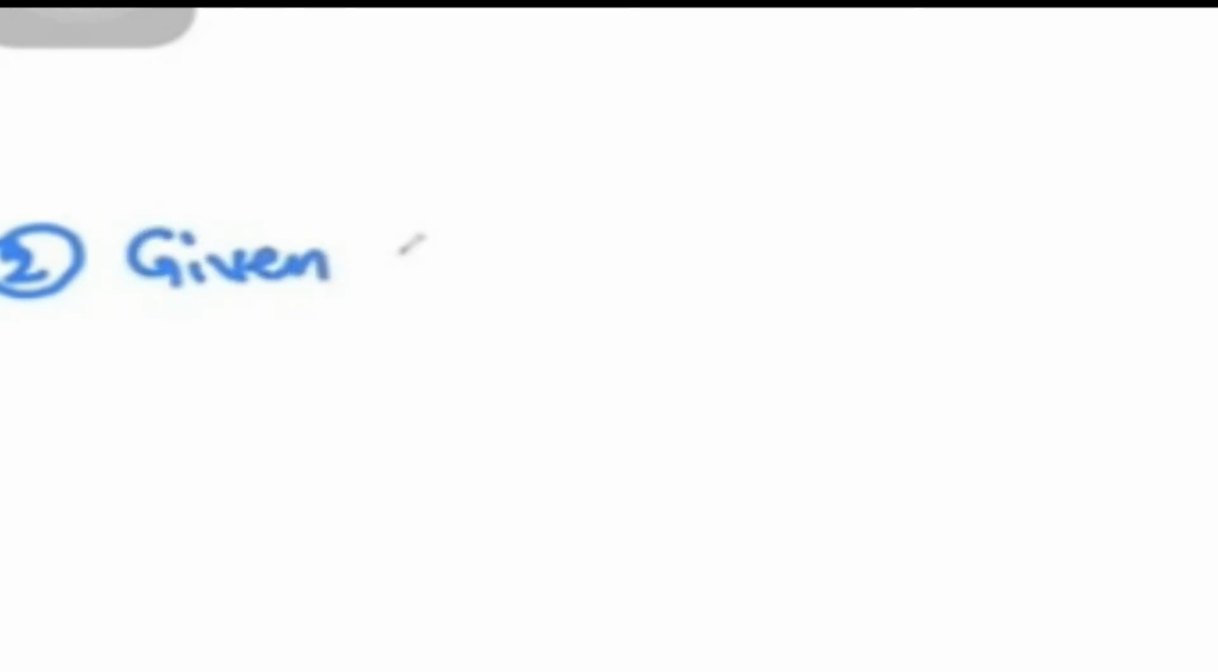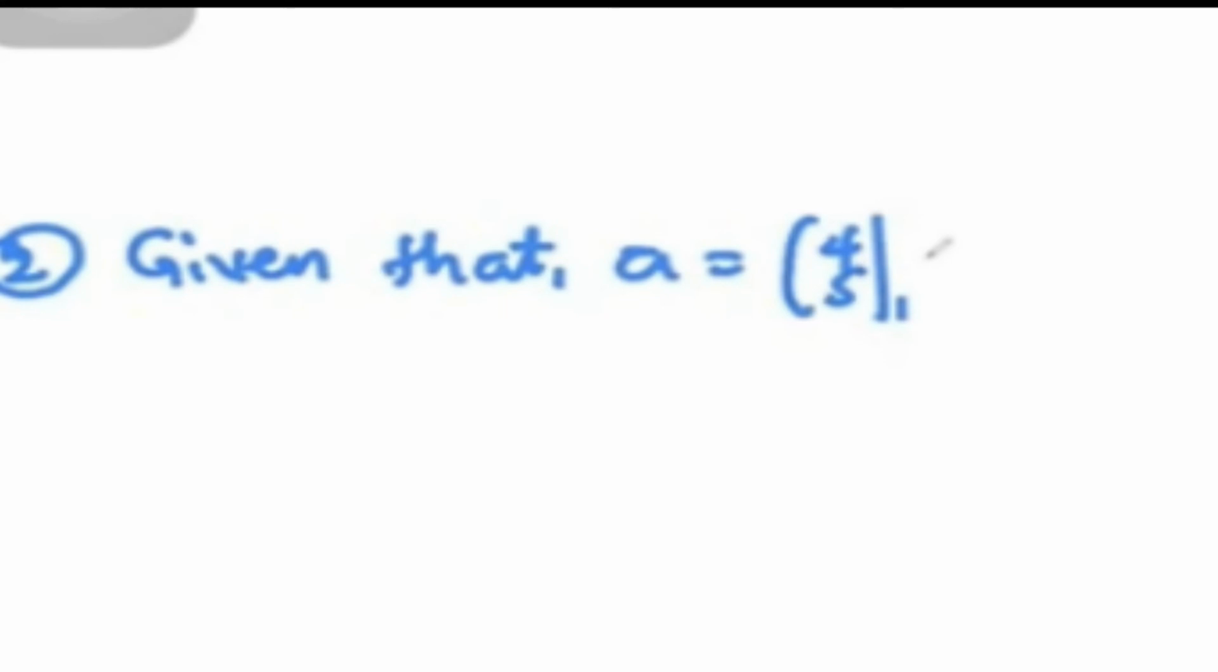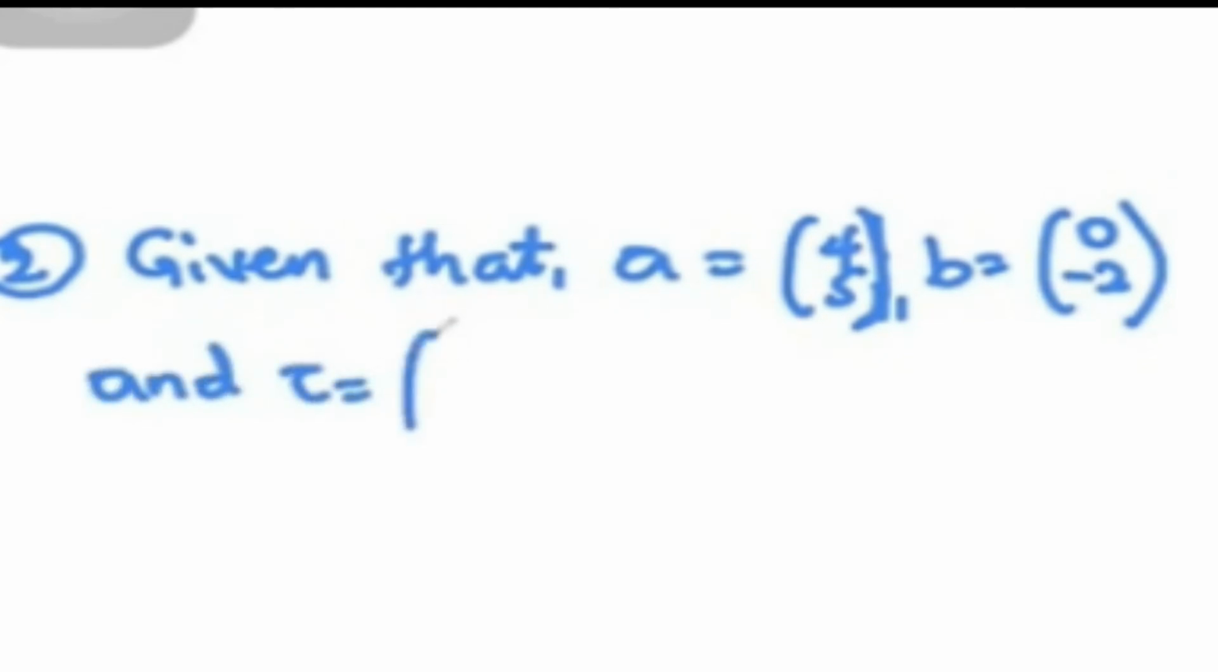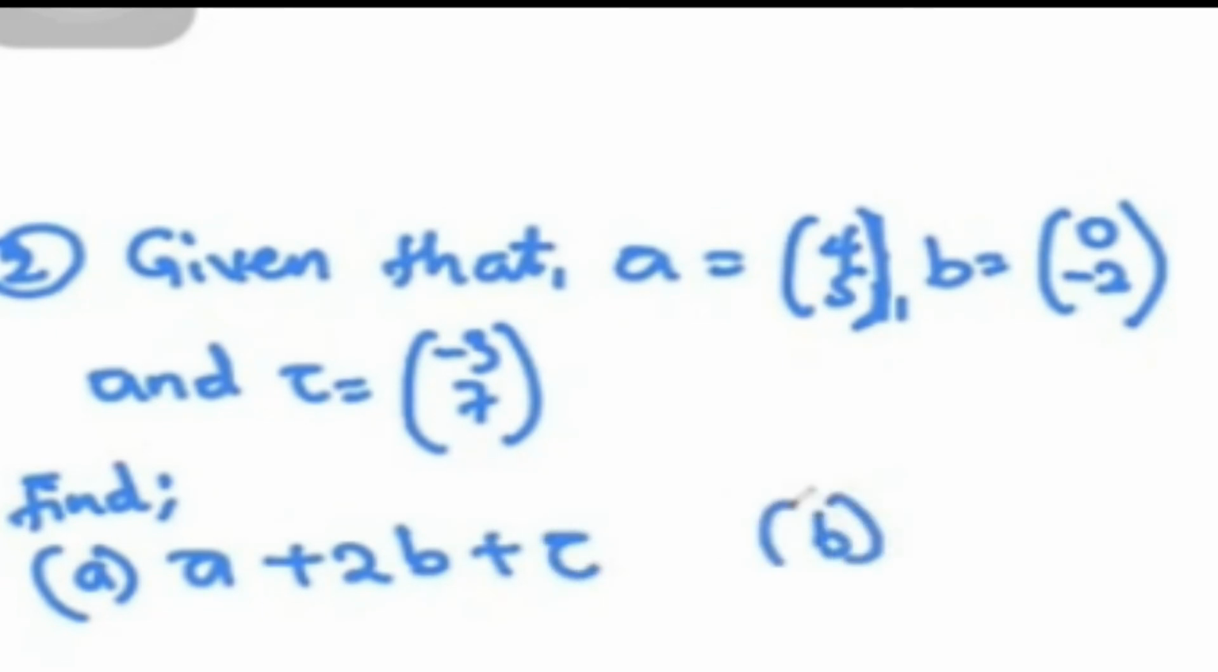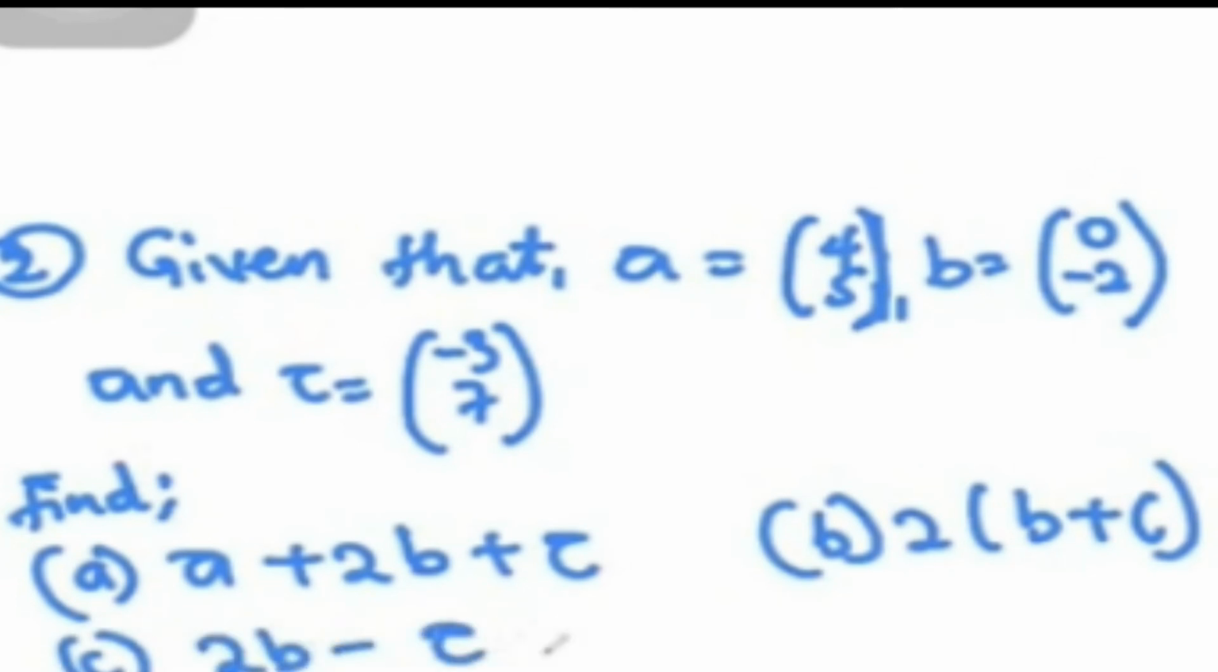All right. Now another question at the vectors. Given that A is equal to (4, 5), B is equal to (0, -2), and C is equal to (-3, 7), find A plus 2B plus C, 2(B plus C), and 2B minus C. Do this for me.